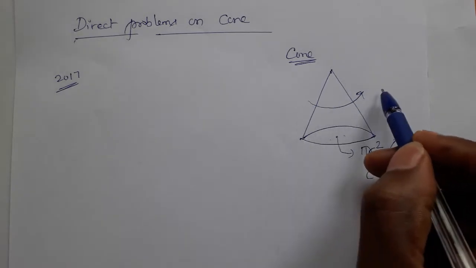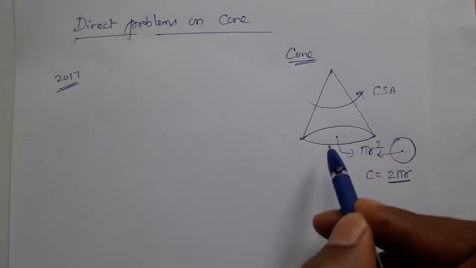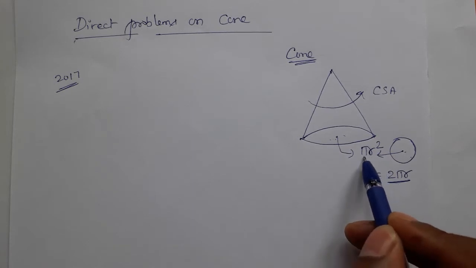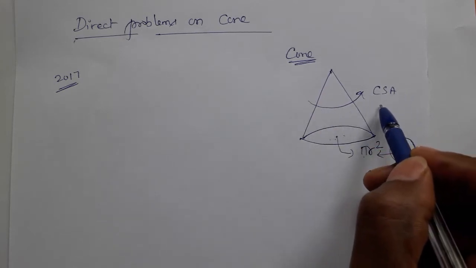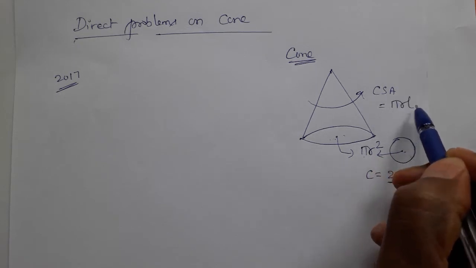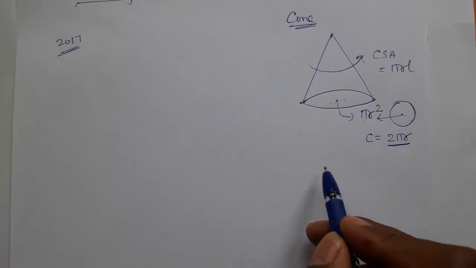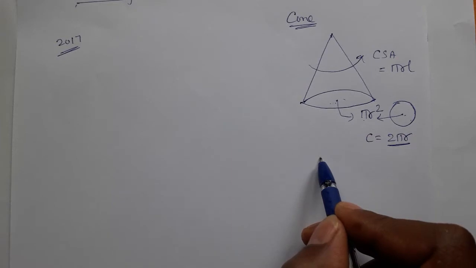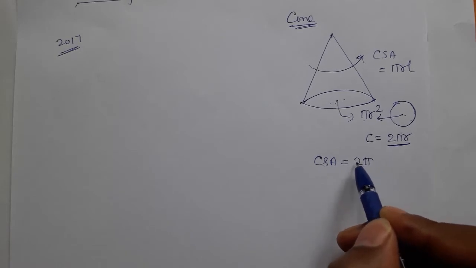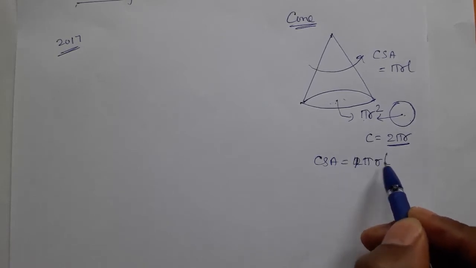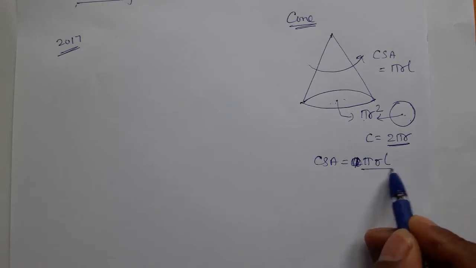At the surrounding it has curved surface area. At the base it has pi r square circle area. Curved surface area is measured by pi r L. Therefore the cone has two types of surface area. One is curved surface area, which is pi r L.